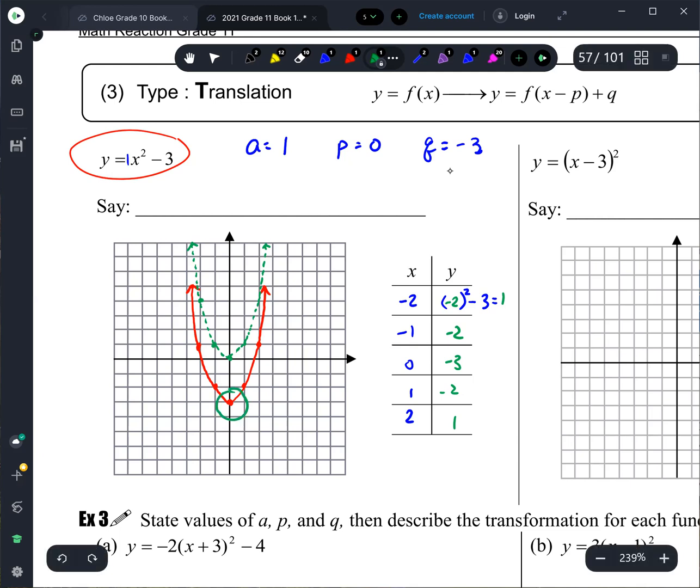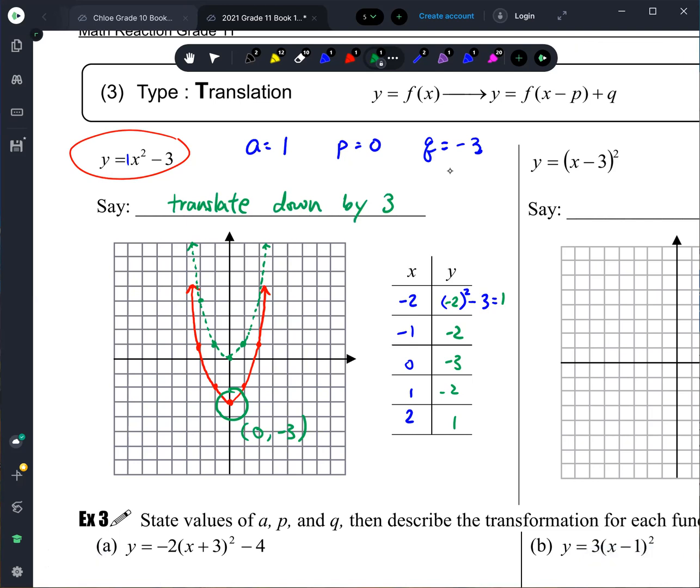So this point becomes the new vertex. It actually changes your vertex now. The whole thing is lower down, but we need to be more specific. All the points got lower by 3 steps, 3 boxes down. So the way we describe it, we say translate. Translate means moving. Translate down by 3 units. Any questions?